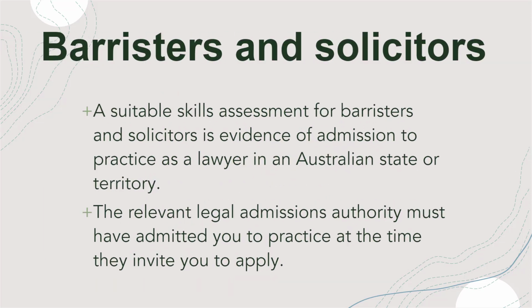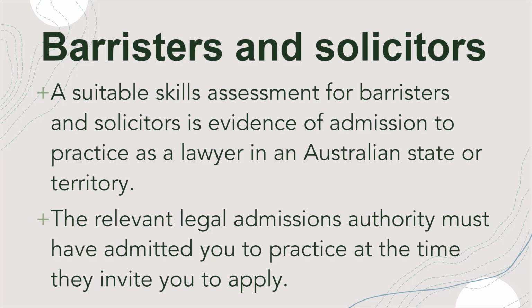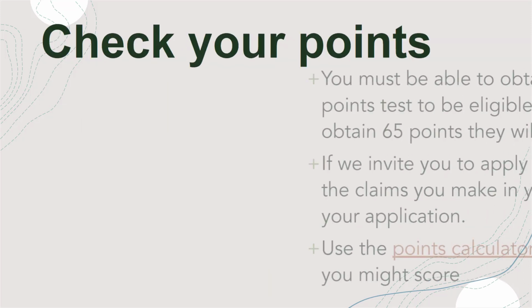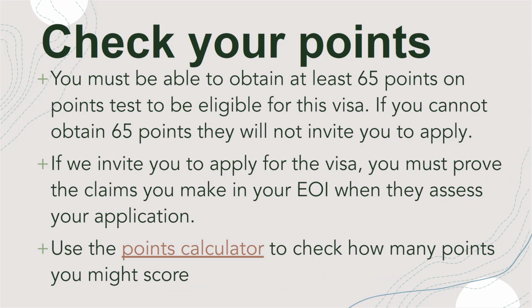A suitable skills assessment for barristers and solicitors is evidence of admission to practice as a lawyer in an Australian state or territory. The relevant legal admissions authority must have admitted you to practice at the time they invite you to apply. You must be able to obtain at least 65 points on our points test to be eligible for this visa. If you cannot obtain 65 points, we will not invite you to apply.